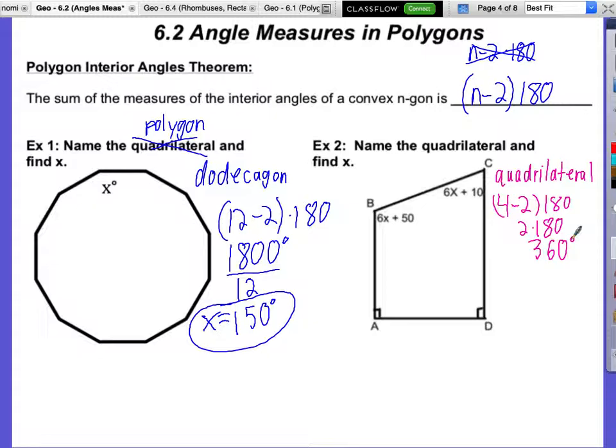So if you don't memorize that, that's okay. Don't panic on that one. If you remember n minus 2 times 180, you can get there. Now, what would be the significance of knowing that all four of these add up to 360?